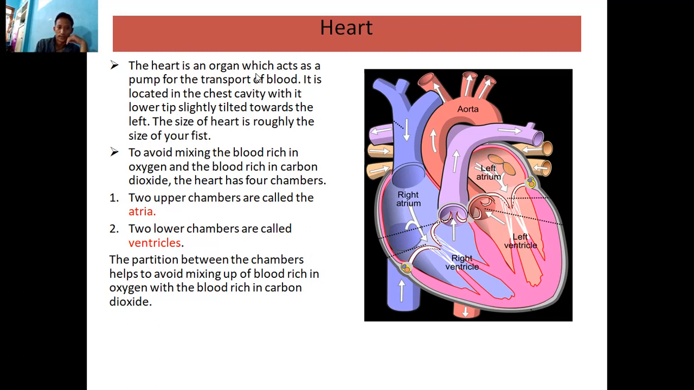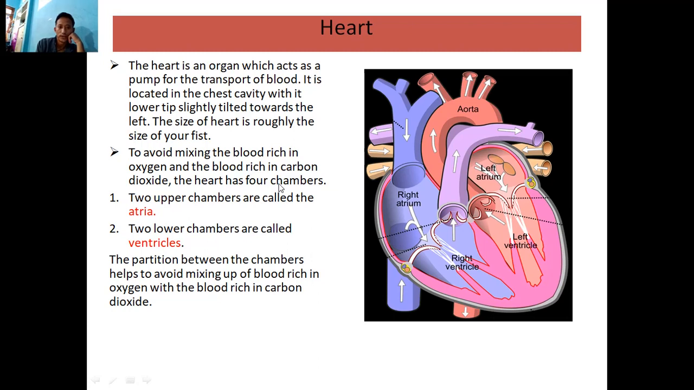The heart is about the size of a fist. Inside the heart, oxygenated blood and carbon dioxide-rich blood do not mix.